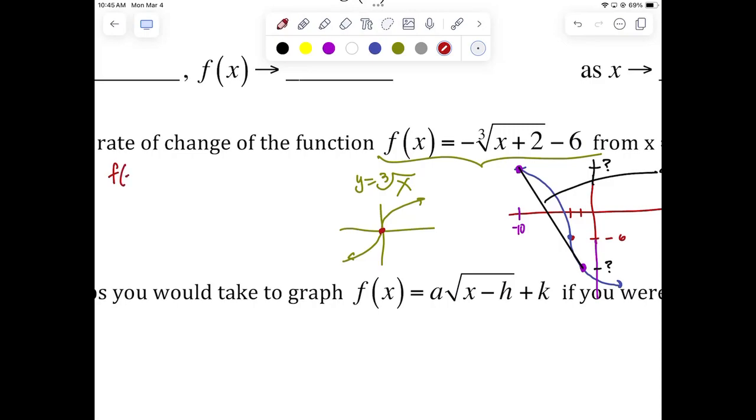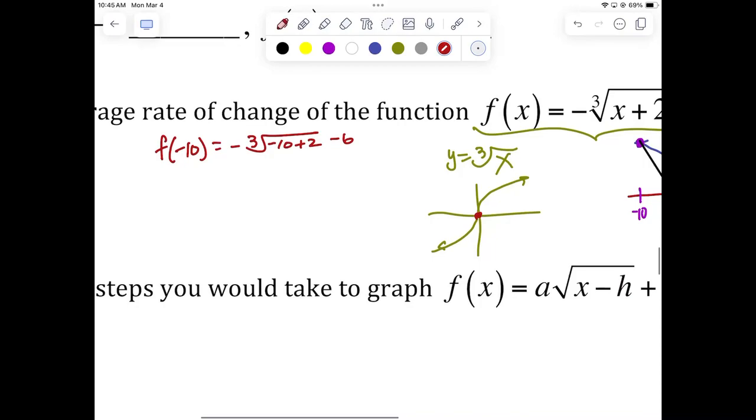Let's figure out what f of -10 is. If I plug in a -10 to f of x for x, I get negative cube root of -10 plus 2 minus 6. All right, now I just got to simplify. So we simplify on the inside. -10 plus 2 is, thank you. There you go. That was easy. You get -8. Yeah, good.